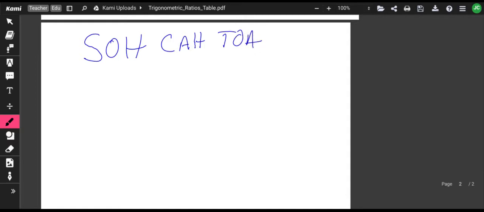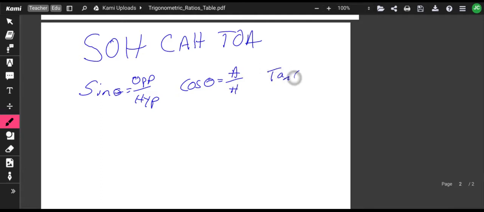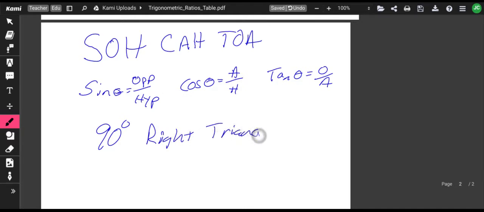And this idea gives us the fact that the sine of an angle, so theta, is equal to the opposite over the hypotenuse. The cosine of an angle is equal to the adjacent over the hypotenuse, and the tangent of theta is equal to the opposite over the adjacent. These are for 90-degree right triangles only. That's very important. It has to be a 90-degree right triangle.